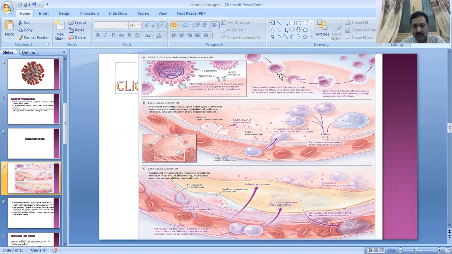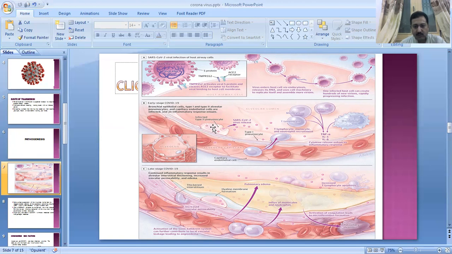When it enters the cell, it releases a single strand of RNA. This RNA then replicates in the host cell and produces multiple virus particles, and hundreds of infected cells. These infected cells then move into the second stage of the pathogenesis. In the second stage, the bronchial epithelial cells, like type 1 and type 2 alveolar pneumocytes and endothelial cells, are infected, and these cells start the process of inflammation.